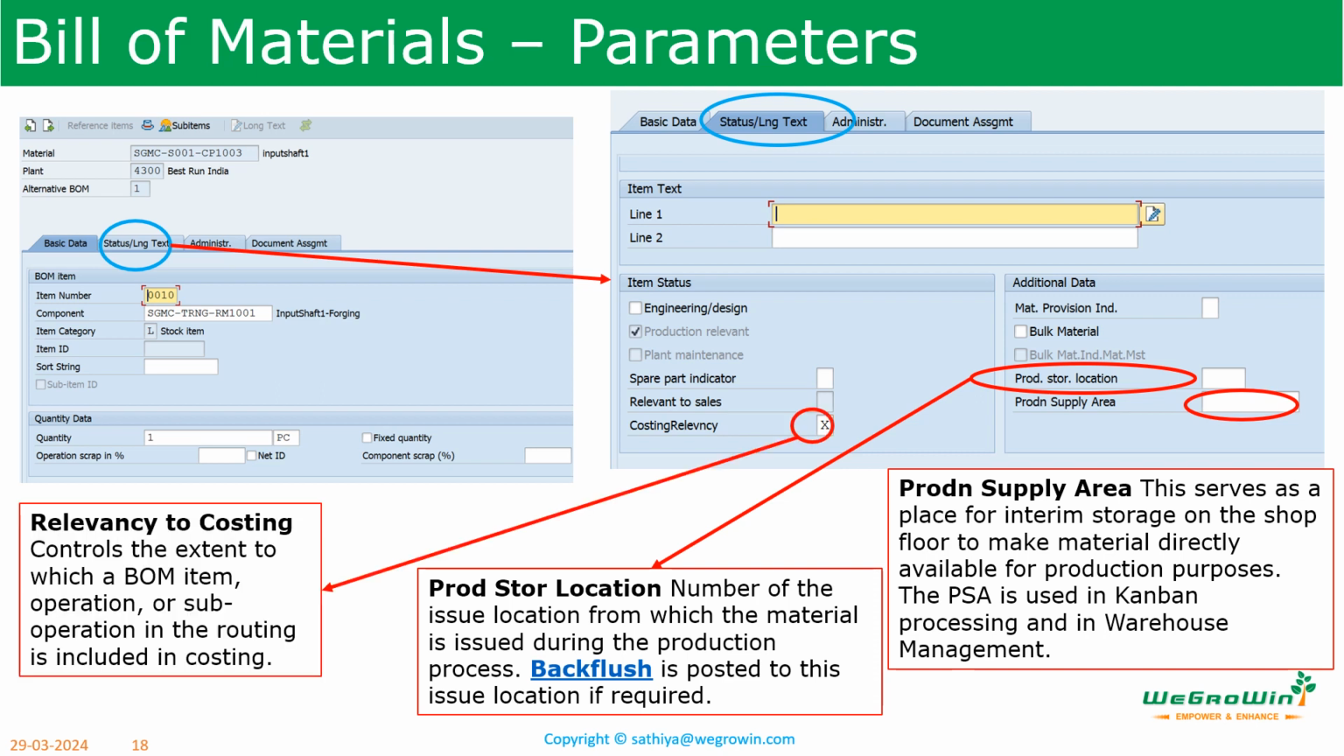And then there is a relevancy to costing. When we are having the BOM which has to be applied for the costing purpose, you can use this field. For example, you have 10 items in the BOM. Only 8 items have to be considered for costing purpose. 2 items don't need to be considered for costing purpose, then you can exclude the material by removing this X mark from this indication. So we can include or exclude the material using this field in the costing of a specific component.